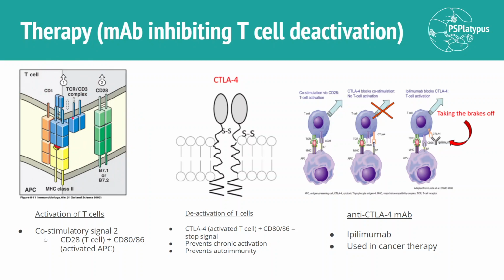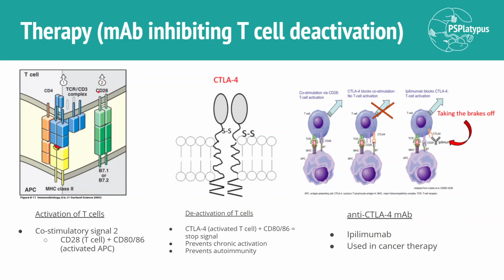Now, T cells need to be deactivated after a while because if we have chronic activation, it causes autoimmune conditions. We have two mechanisms by which we deactivate T cells. The first one is CTLA4. CTLA4 is found on the surface of the T cell. It mimics CD28 and it binds to CD80 and 86 with greater affinity than CD28.